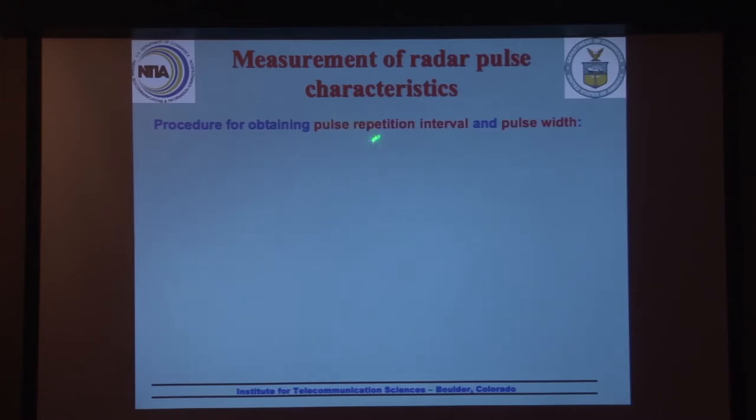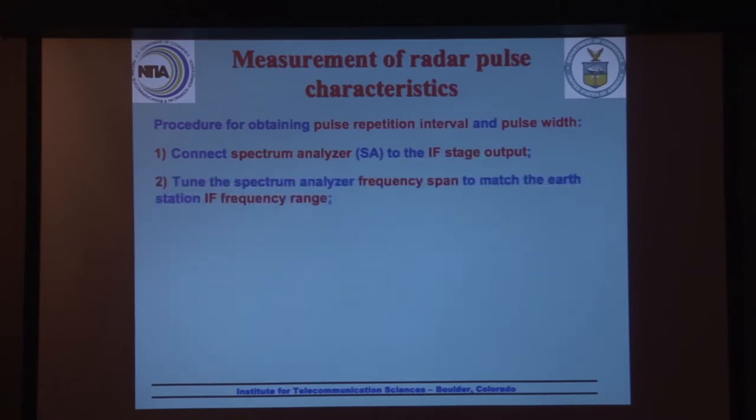So, to get the pulse repetition interval and the pulse width, here's what you do. First of all, connect the spectrum analyzer to the IF stage output. Second, tune the spectrum analyzer frequency span to match the earth station IF frequency range. So if the earth station, for example, is 30 megahertz wide at the IF, you want to set up your spectrum analyzer to look at the entire 30 megahertz of that earth station IF.